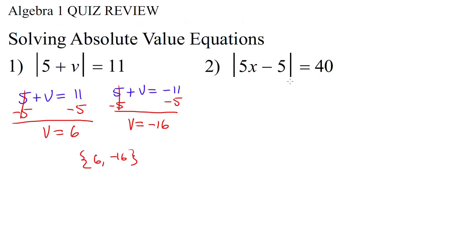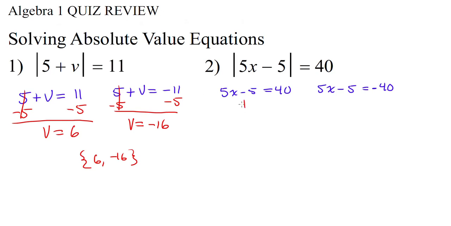Again, the first one is going to look just like this without the absolute value bars. So we have 5x minus 5 equals 40. And the second equation is going to be exactly the same, except with a negative 40. So 5x minus 5 equals negative 40. And then we go ahead and we solve both equations.